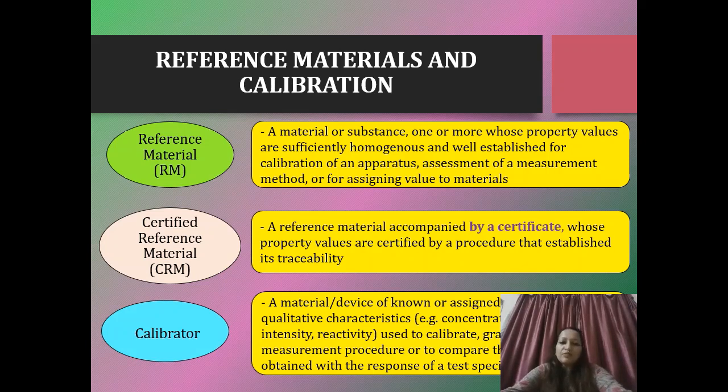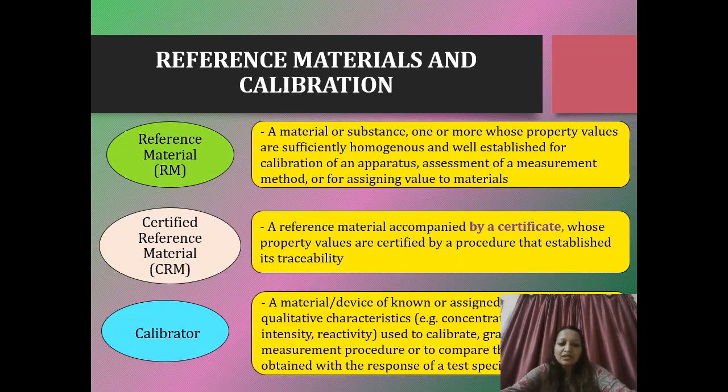Now, coming to reference materials and calibration. Now, what are reference materials? Reference materials, or calibrators as they are commonly known, they are nothing but materials or substances, one or more, whose property values have been sufficiently homogeneous and well established for calibration of an apparatus, assessment of a measurement method, or for assigning value to certain materials. And when such a homogeneous material is accompanied by a manufacturer's stamped certificate, when it is, we say, traceable to a higher order standard establishment, so that type of a reference material that we usually use in our labs, that is known as a CRM, or a certified reference material.